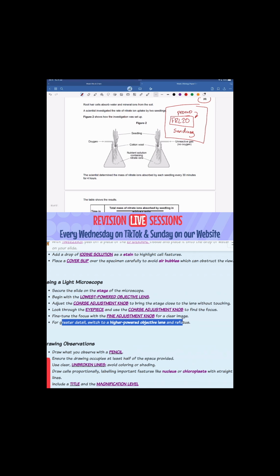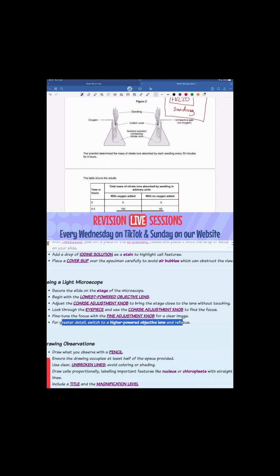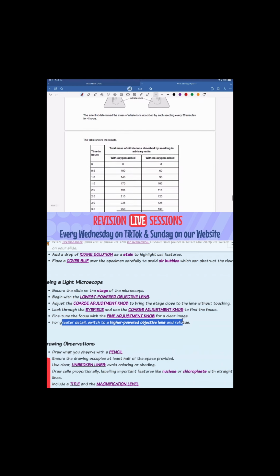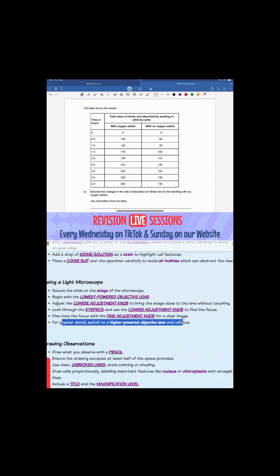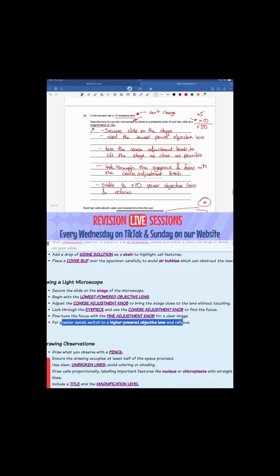Okay, next question. Root hair cells absorb water and minerals from the soil. A scientist investigated the rate of nitrate ion uptake by the 2 seedlings. And what they've done is they determine the mass of the nitrate ions absorbed by each seedling every 30 minutes for 4 hours. So what's happening here? We've got a table. This is ions being absorbed through the soil. Anyone know what process ions get absorbed through the soil by? You want to see the previous question? Okay, quickly here. Take a screenshot of that while I go through the notes.